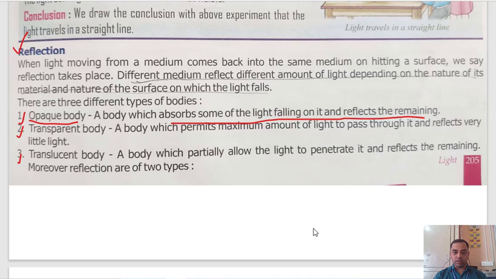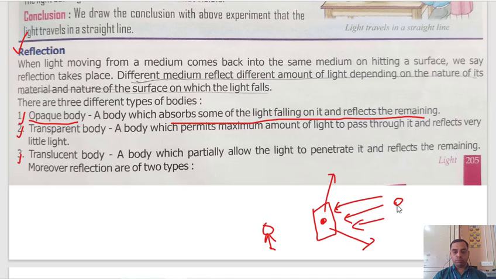An opaque body absorbs some of the light falling on it and reflects the remaining. Suppose we are taking a piece of wood. When light rays fall on it, it receives a little bit, because a light ray is also a form of energy, and most of the light rays will be reflected back. Light cannot pass through it. So if a person is standing here, he or she will not be able to see whether a person is standing there or not, if between these two persons there is an opaque object or opaque body.